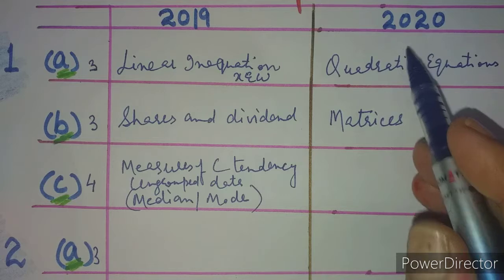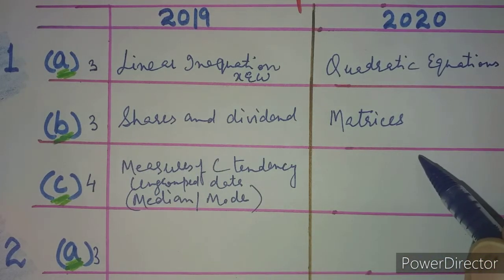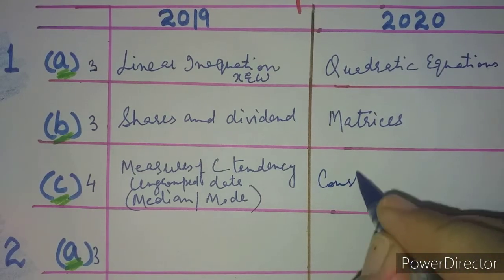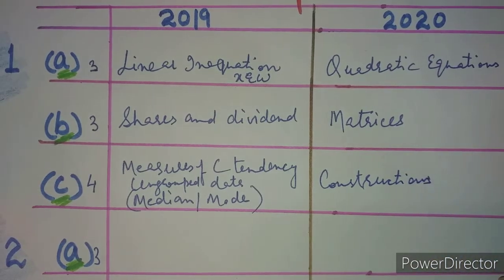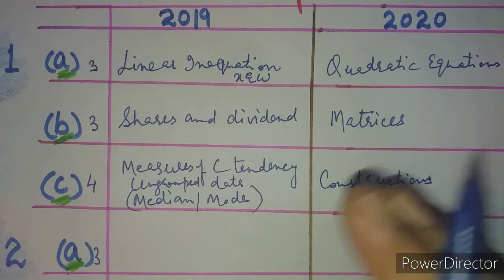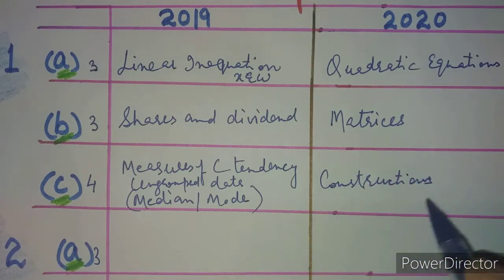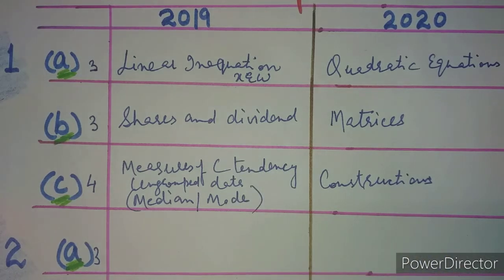In 2020, question number 1 part C was asked from the most unexpected chapter, that is constructions. Now imagine constructions coming in section A, that also in question number 1. In the start itself, he has asked you to construct. But this year this chapter is not there, shares and dividend is not there, so we cannot expect questions from these chapters.